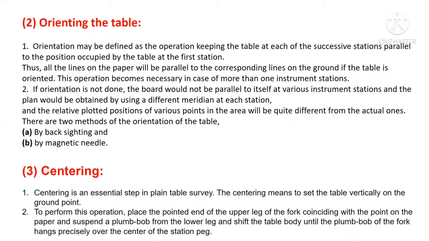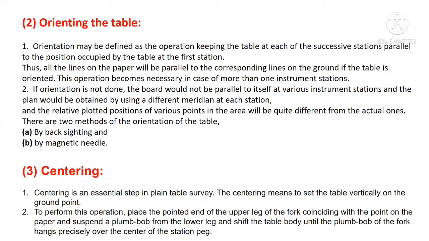Now the third step, which is very important, is centering the table. Centering the table is quite a simple procedure, because centering is an essential step in plane table survey, which is done by using a fork and plumb bob. The plumb bob is suspended from the table down to the ground by using the fork. When it is suspended, it should match the peg placed at the center of the ground, and it should coincide with the peg and with your center point on the paper as well.